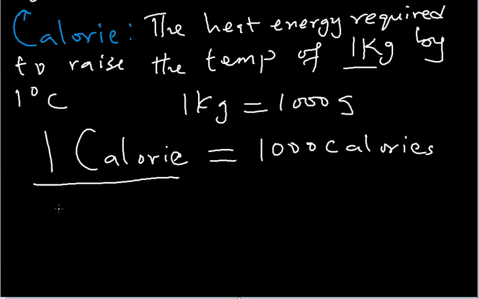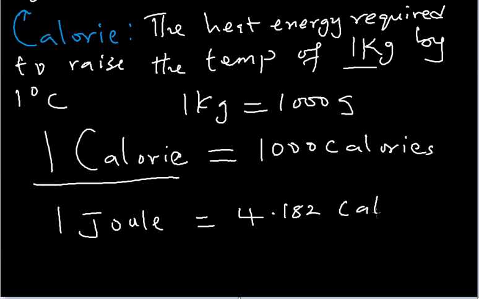To convert from calories to joule, 1 joule is going to be equal to 4.182 approximately, if I'm not mistaken, calories. So if you want to convert calories to joules, the small letter, please take note of this, just multiply by 4.182 and you're able to convert it to joule.